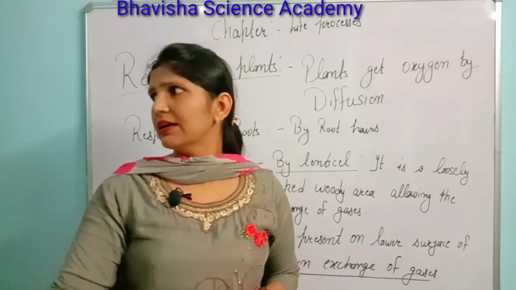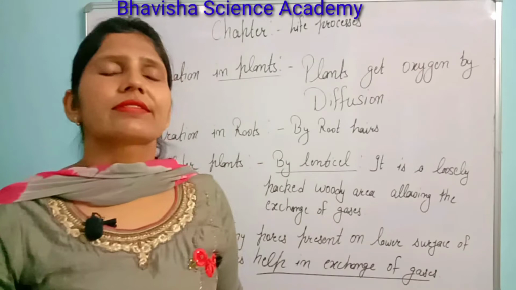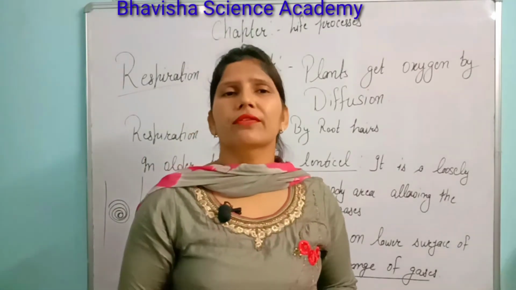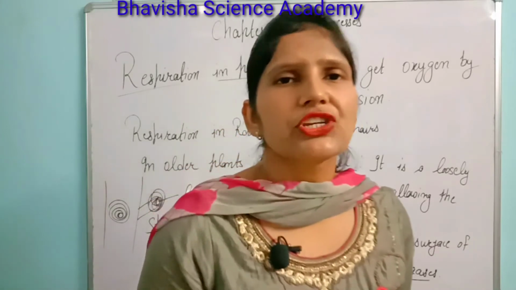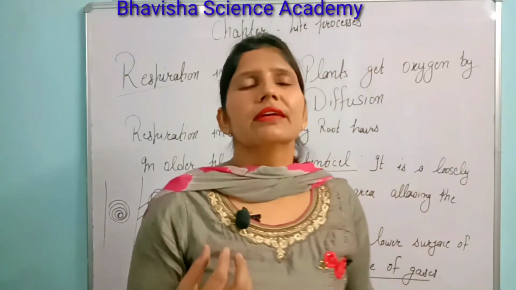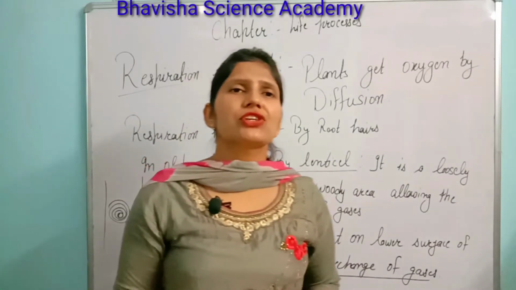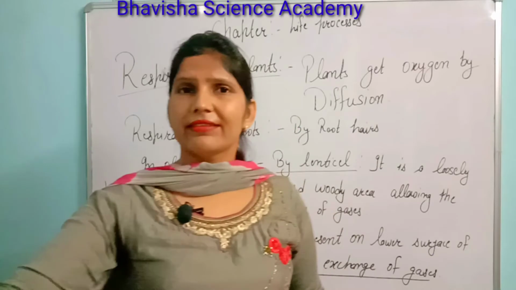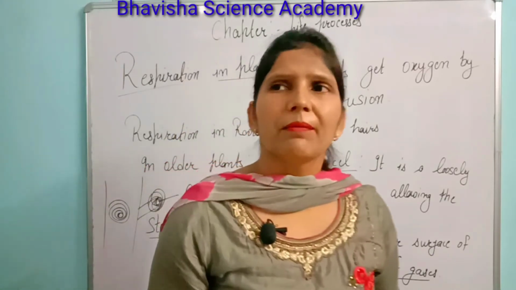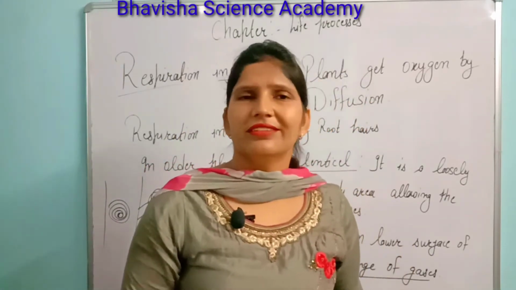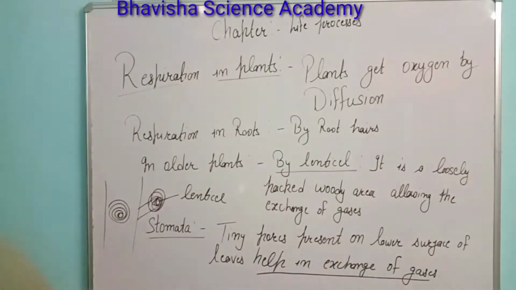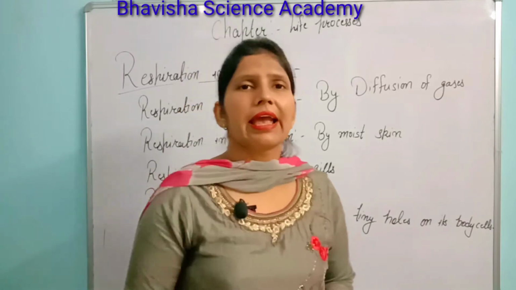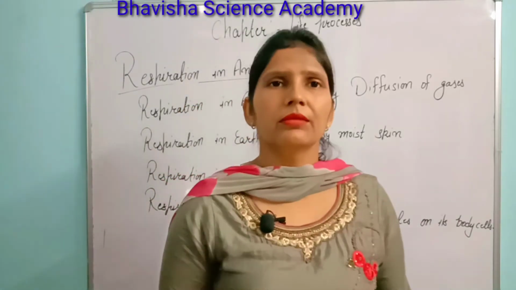How can a plant get oxygen and carbon dioxide? That complete procedure is known as respiration in plants. Now we are going to respiration in animals. Respiration in animals is a complex procedure. Animals are complex organisms.